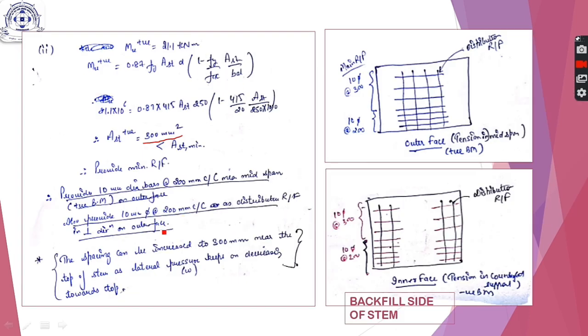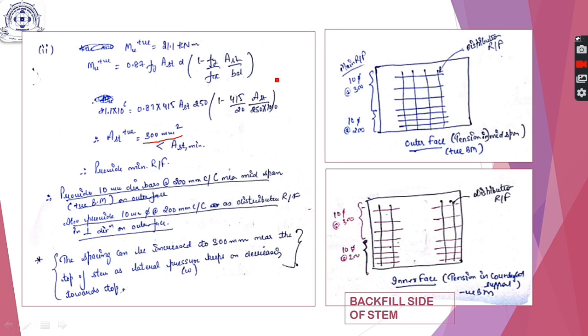So note here, when we compare it with the cantilever stem, in cantilever stem of cantilever retaining wall, the main reinforcement was the vertical and distribution steel was horizontal. Now here the main reinforcement is the horizontal reinforcement and the vertical bars are the distribution reinforcement. So for clarity, I have drawn the sections of your stem on outer face and inner face separately.